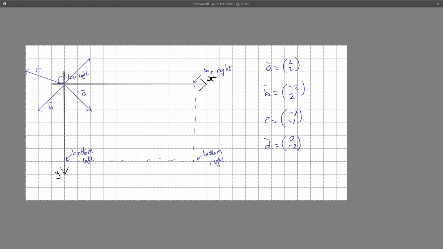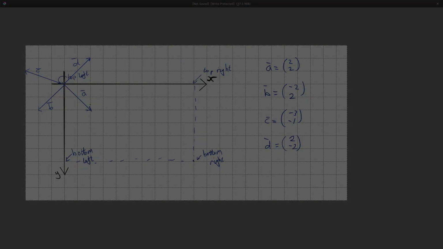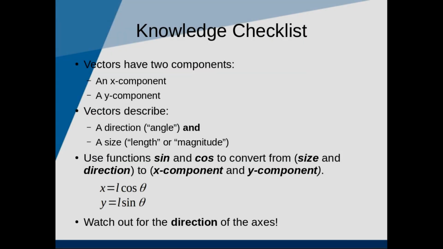So I hope that if you didn't know anything about vectors before, that this video helps you out a bit. In principle it's quite simple. You just have to bear in mind that each vector has an x component and a y component, and the x component and the y component together result in a direction or an angle and a magnitude or a size.